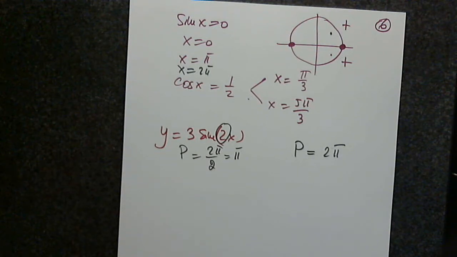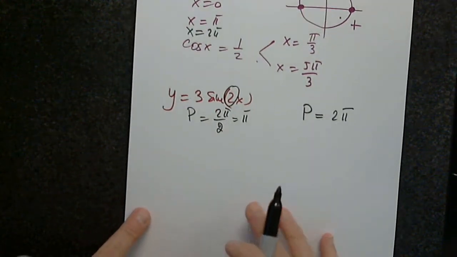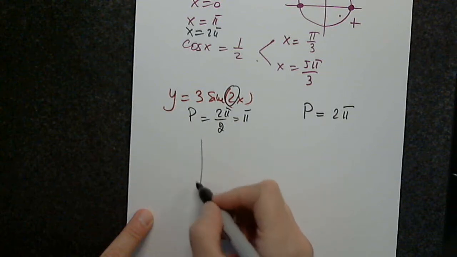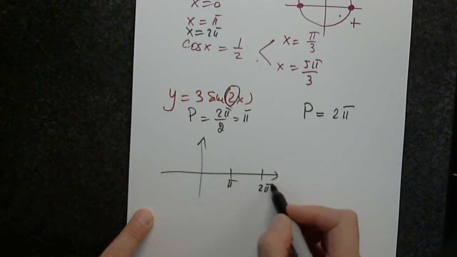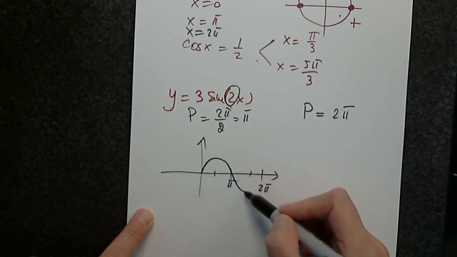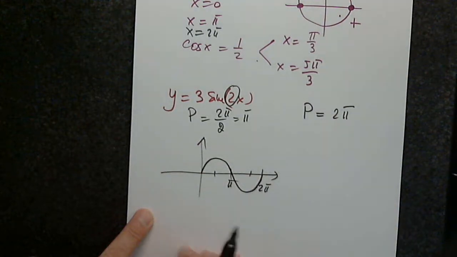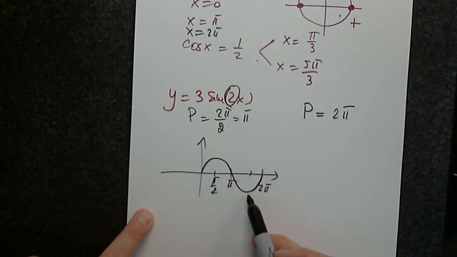It's a horizontal shrinking of the graph. You'll see how I can also graph it with the graphing calculator just to show you what I mean. But let's do it anyway. So first of all, the graph of sine looks like this. At pi over 2 it is 1, at 3 pi over 2 it is negative 1.